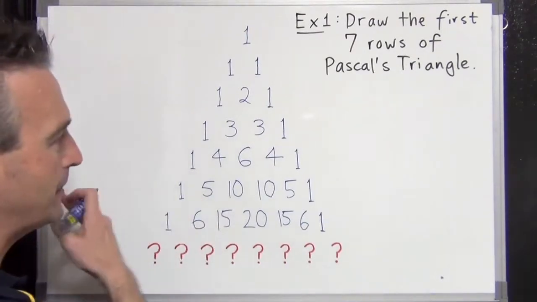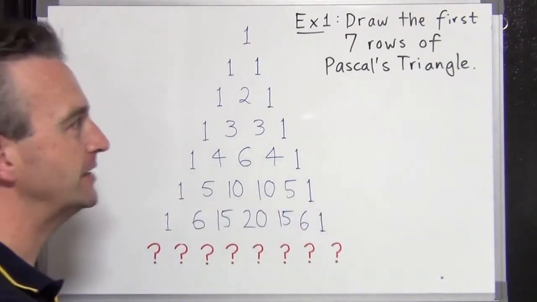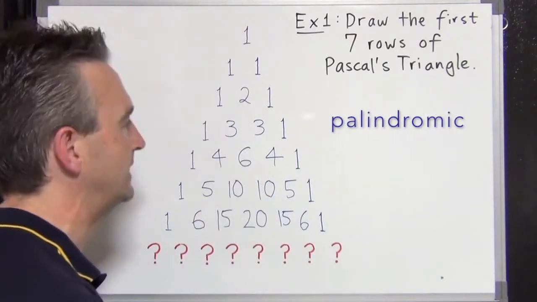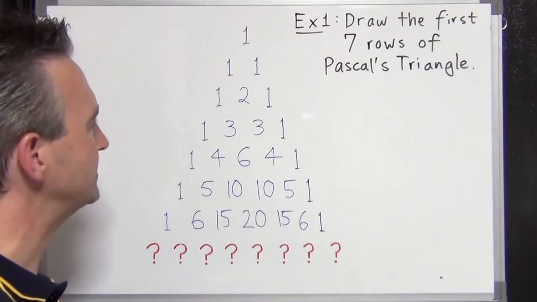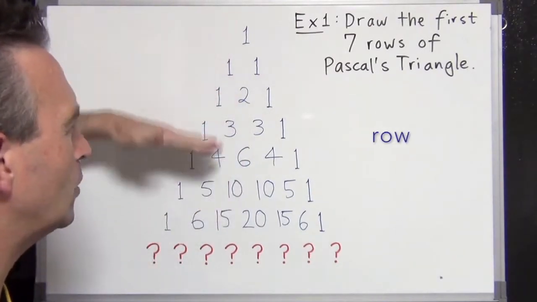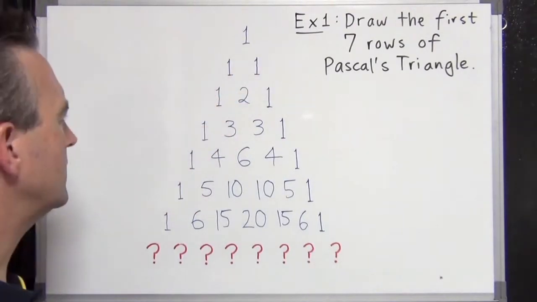Each row is the same backwards and forwards, okay? It's kind of a mirror image down the middle. We say that Pascal's triangle has a palindromic nature. We also have a coordinate system to describe each number in Pascal's triangle, where it is by its row and its column. Let me talk about that.